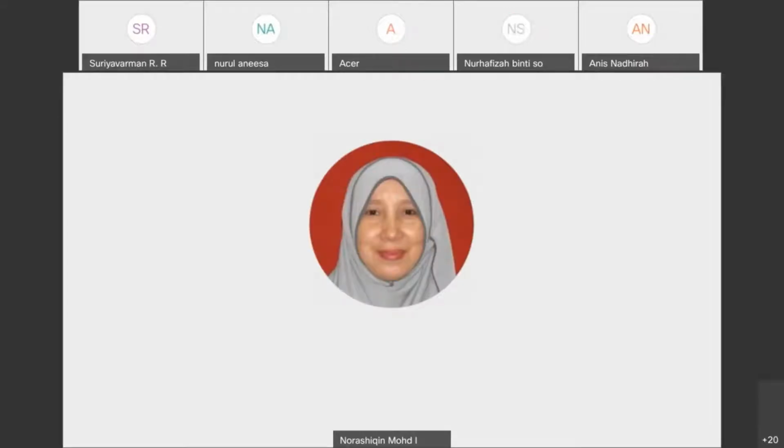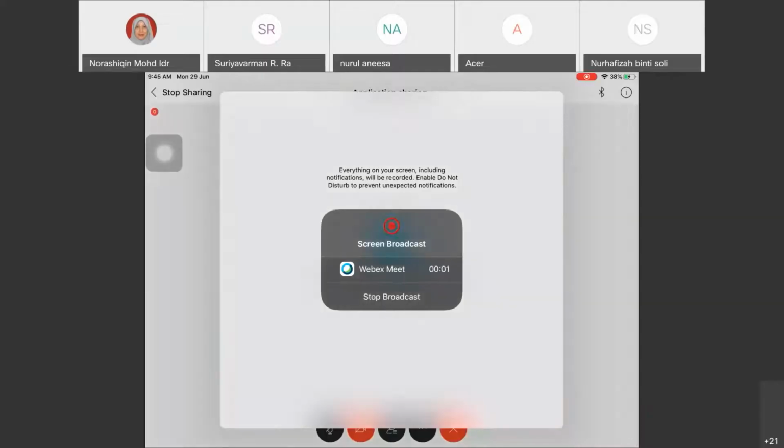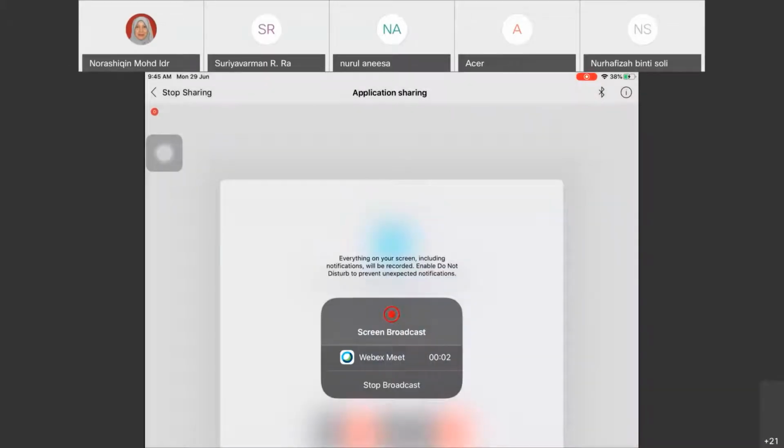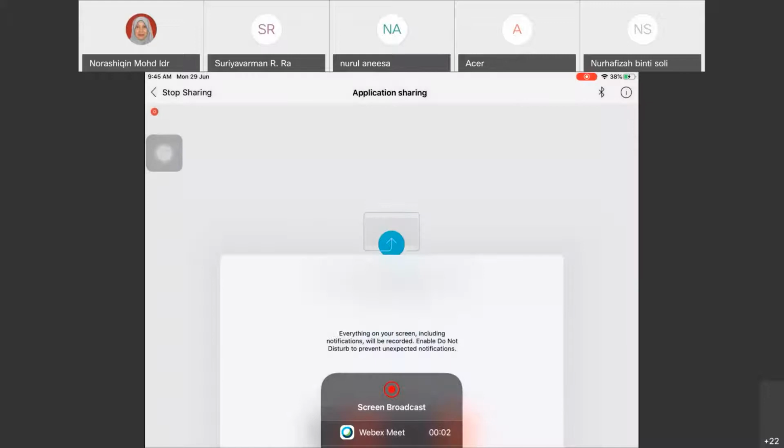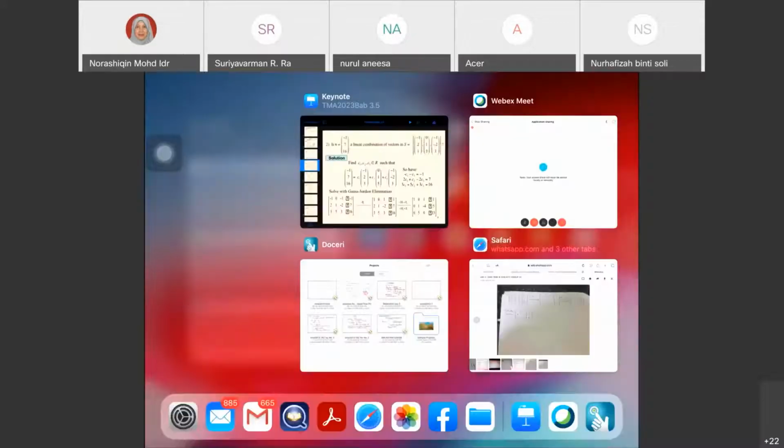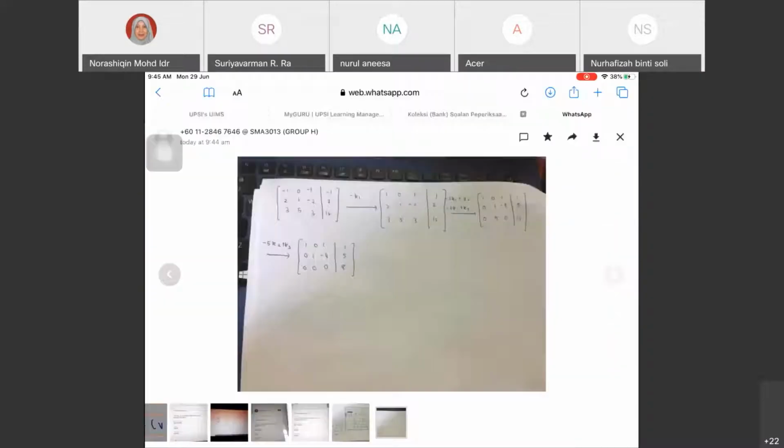Alamak. Webex has stopped. Okay, nampak dah balik? Suria? Screen? Dapat doktor. Dapat, ya.